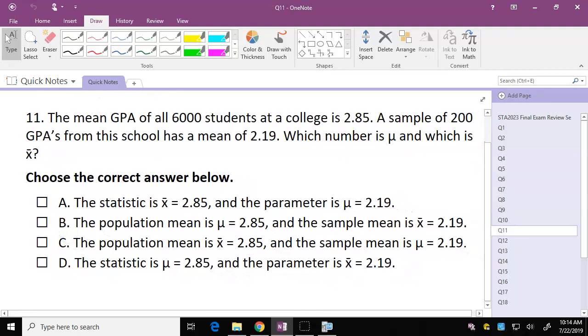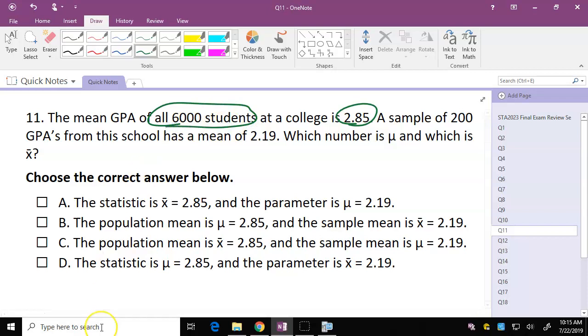B? So the mu is 2.8 and the sample is 2.19. I agree. Because remember, the Greek letters go for parameters, populations. And this number right here is definitely about the population because it says all 6,000 students. Okay? So we definitely know that that number has to be a parameter.